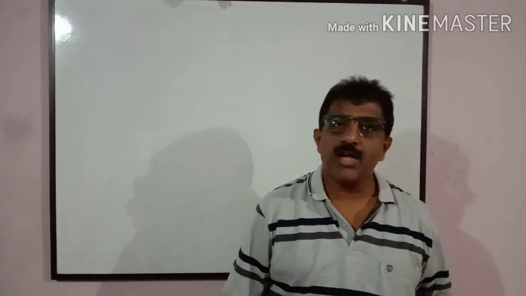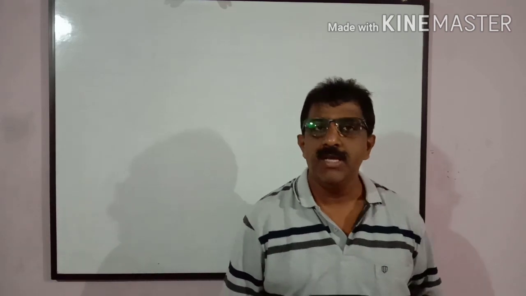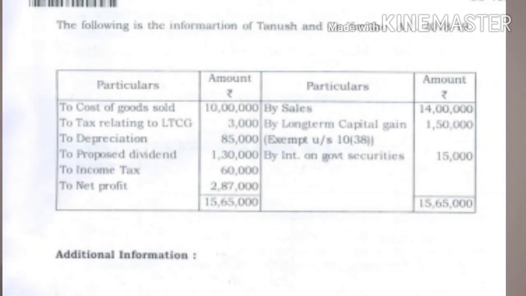See, in the 2019 paper, Section C, I have already worked out Section B. Section C, the first question is: the following is the information of Tanush and Company for the assessment year 18-19. The items are: cost of goods sold, tax relating to LTCG, depreciation, proposed dividends, income tax, net profit, by sales, long-term capital gains, interest on government securities.